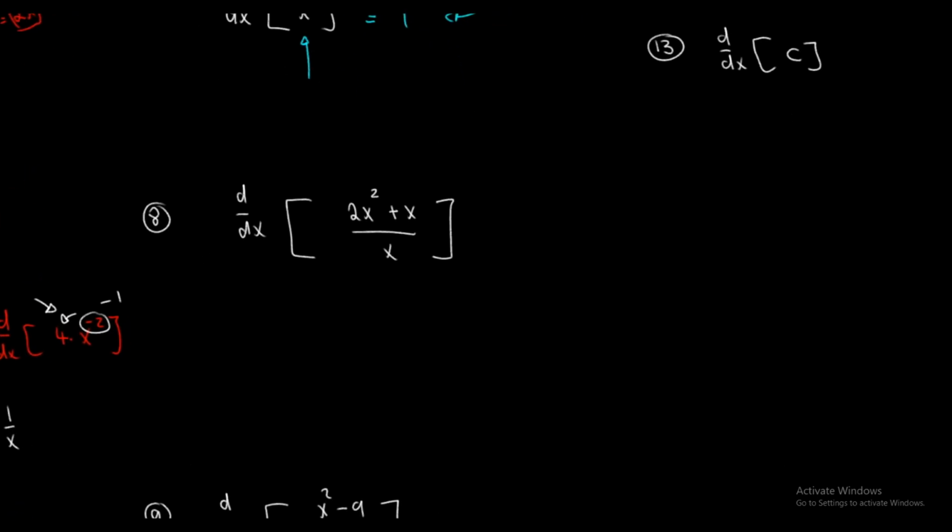Okay, for the next one, we want to factor first. How do we factor this? Well, we can factor out an x. Both of these terms consist of an x. So I can say x times 2x plus 1 over x. I can cancel out these two. So this gives me, I need to differentiate the 2x plus 1.